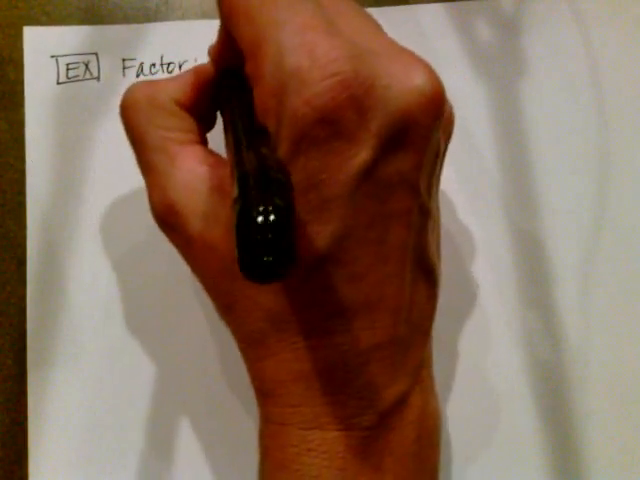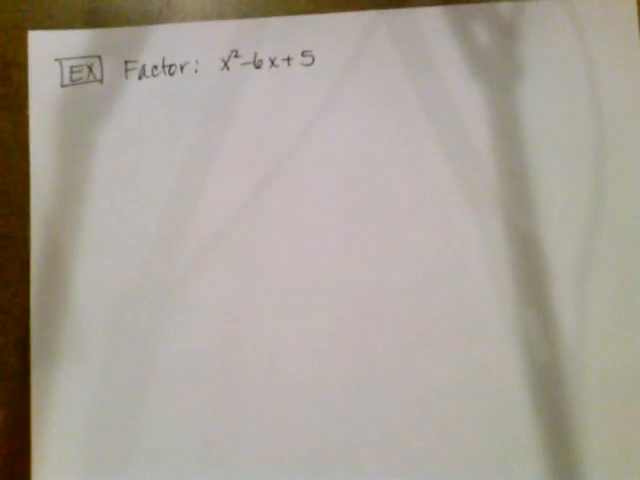Alright, so for our next example, sorry, let me get my page back where it needs to be. So here's our next one. I want you to factor x squared minus 6x plus 5. So that would be our next task.